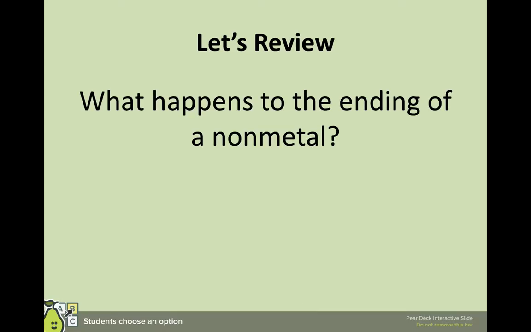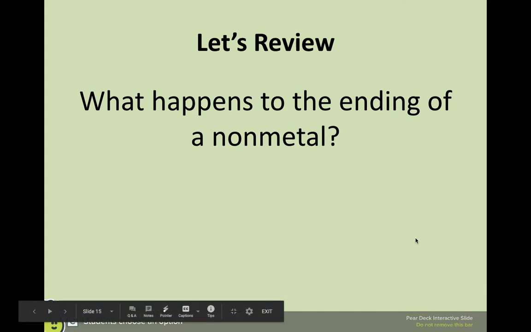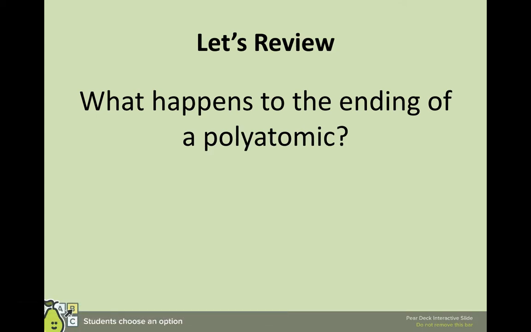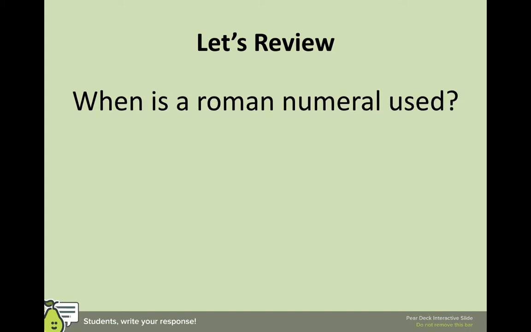All right, so let's do a quick review before we start trying some practice. I know we went over a lot of information, but the best way to get better at this is to practice, practice, and practice, okay? So what happens to the ending of a nonmetal? The nonmetals always get the IDE ending. What happens to the ending of a polyatomic ion? That one is a trick question. Nothing ever happens to them, okay? When is a Roman numeral used? A Roman numeral is only used when you have a transition metal.